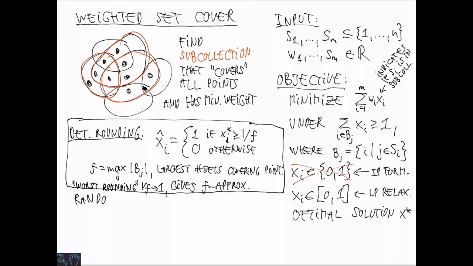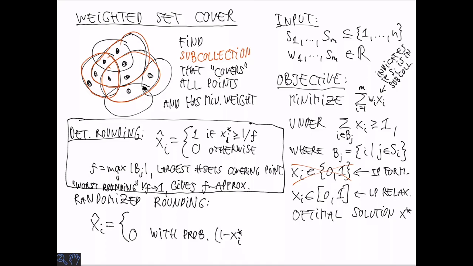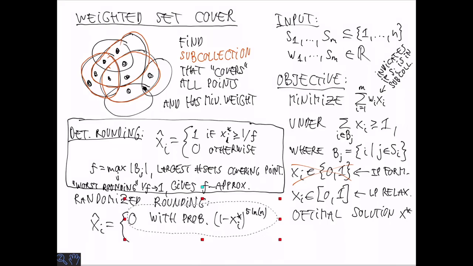However, it's possible to do better if f is large. And one way of doing this is by using randomized rounding. So the idea now is that we don't choose whether to round up or down deterministically, but rather we round up and down with certain probabilities. And it turns out to be easiest to write the probability to round down. So a good choice here is to round down with probability 1 minus xi star to some power that is basically the logarithm of n. I've used 5 times the logarithm just as an example, but the constant here doesn't really matter that much.